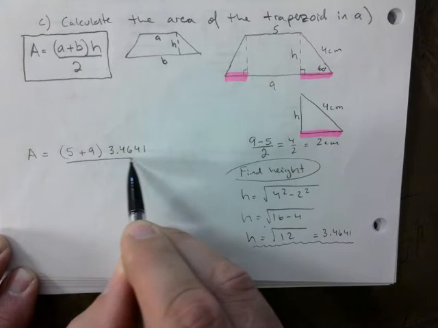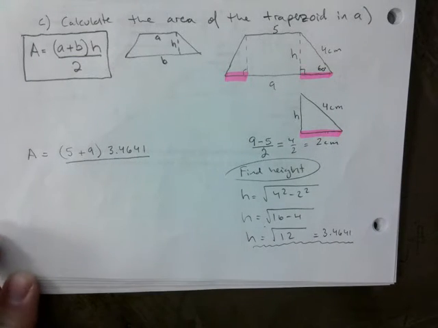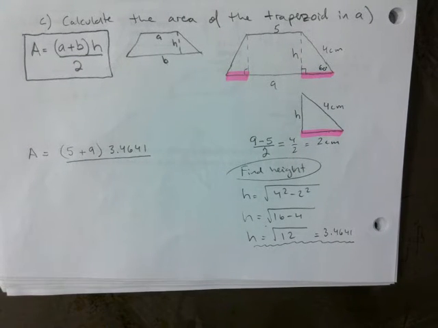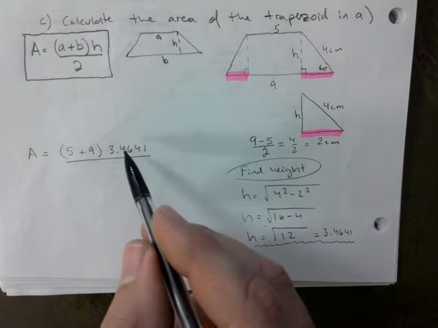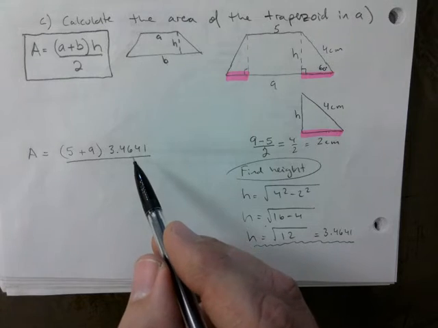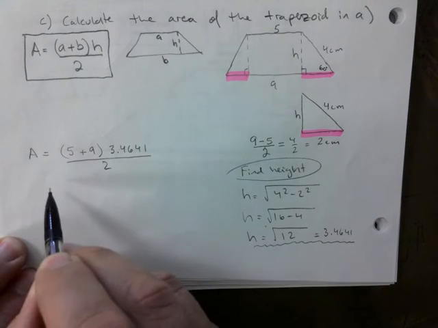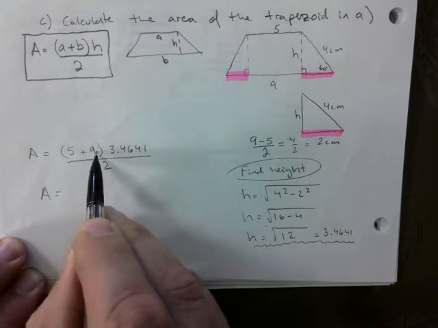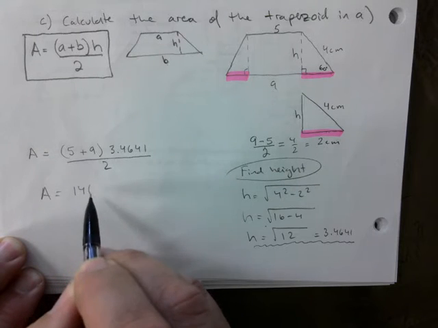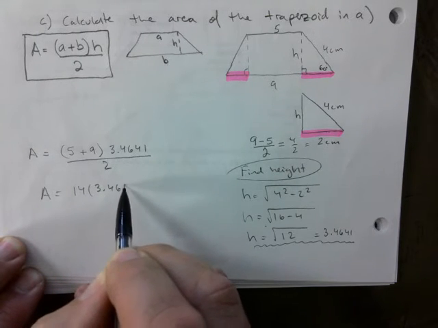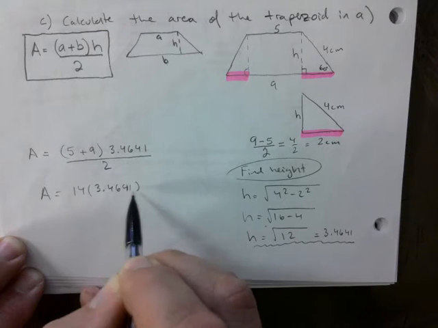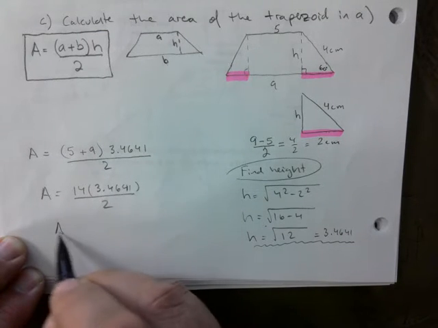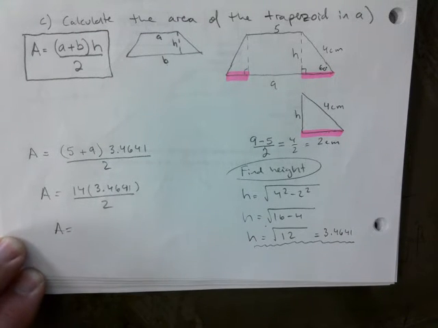Whoa, wait. Why are you using 4 decimals, Mr. Dirksen? I've talked about it enough, right? When you're working, it's best to use double the decimals compared to your final answer. Okay, so area is 14 times 3.4641 over 2, and you grab your calculator.